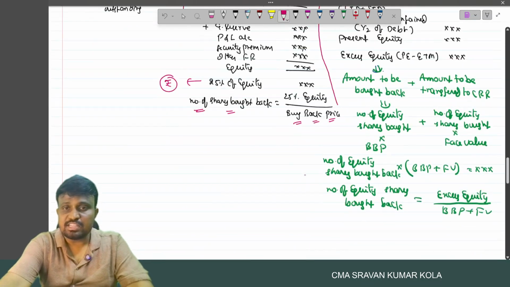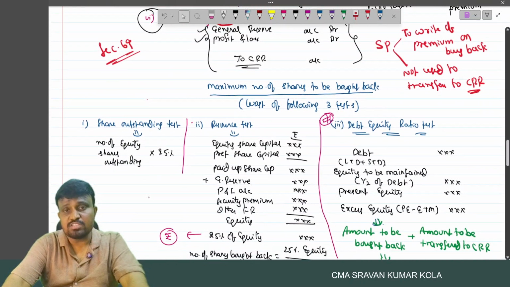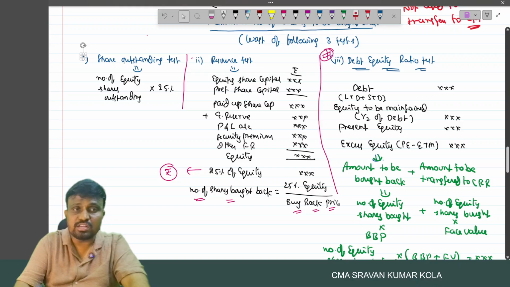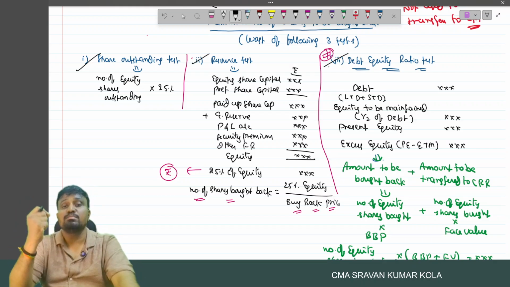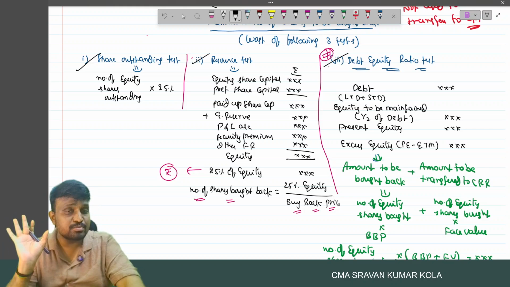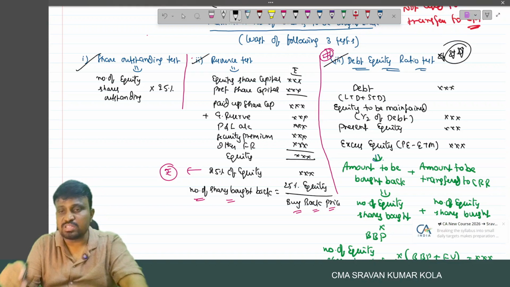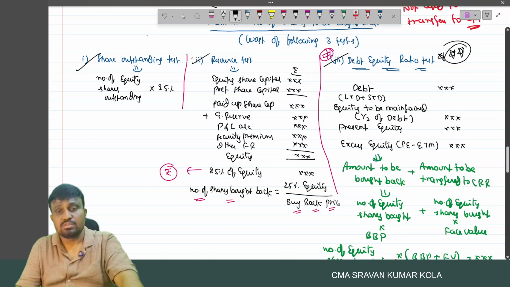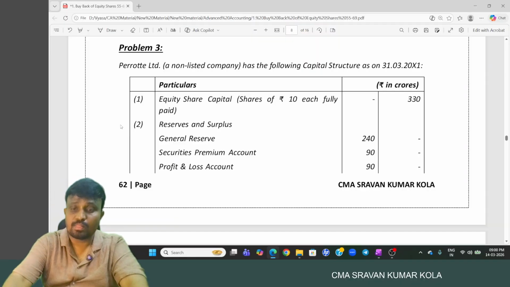So these are the three tests we have. One is the share outstanding test, second is the resource test, and third is the debt equity ratio test. Among these three tests, the least number is treated as the maximum number of equity shares bought back. This is very important, and the majority of the students made a mistake at this point. Next, we'll do the problems.